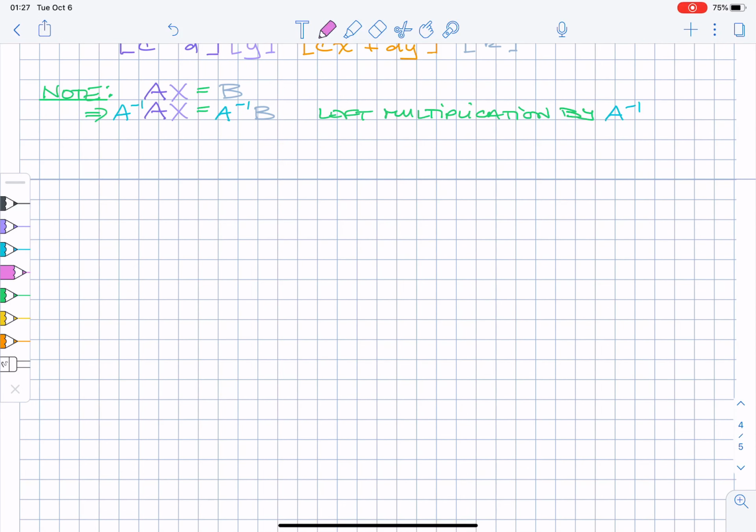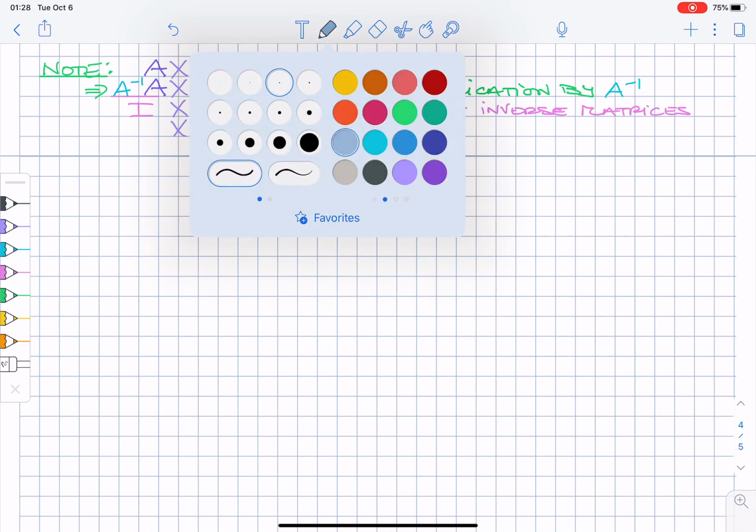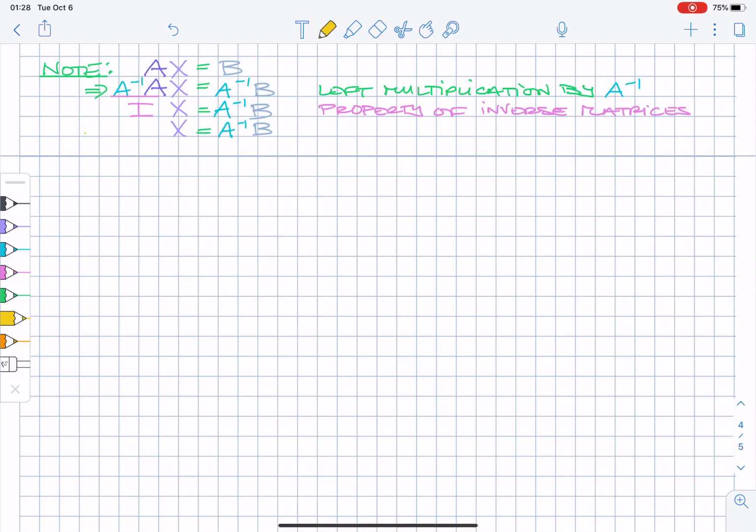So now I claim that A inverse A is I. So this is still A inverse B on the right. I really can't do anything about that. And how did I get I? And that's a property of inverse matrices. Right, because any matrix times its inverse is the identity. So we get that X is equal to A inverse B. So why can I omit the identity? And this is a property of the identity, because when you multiply by the identity matrix, it doesn't change anything. It's like multiplying by 1.